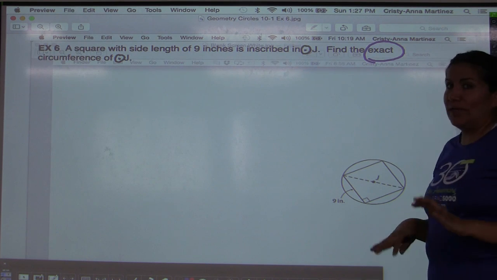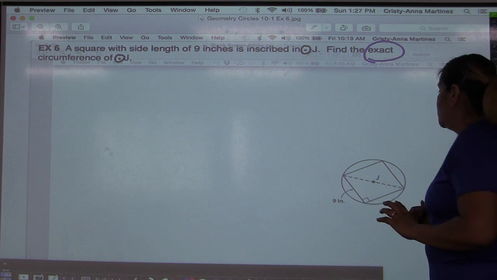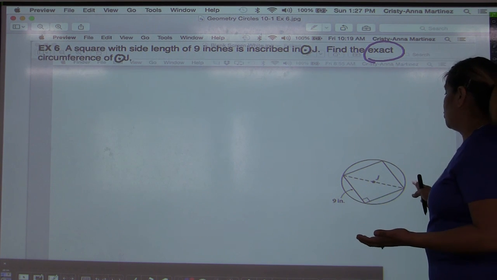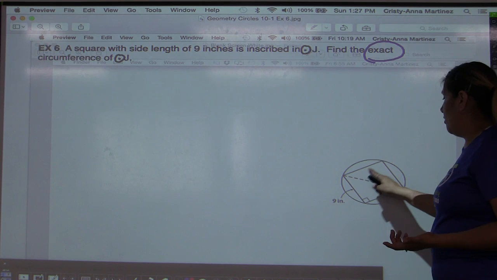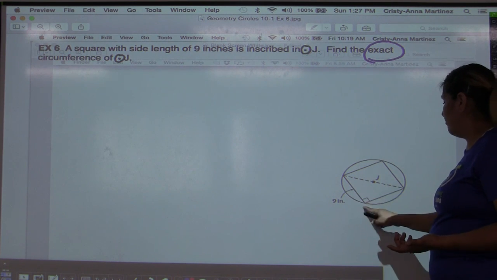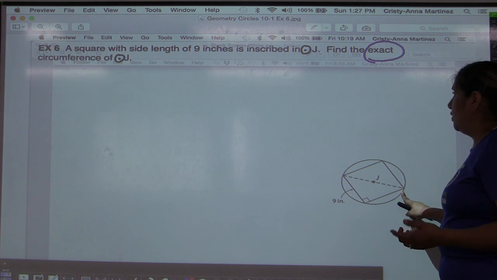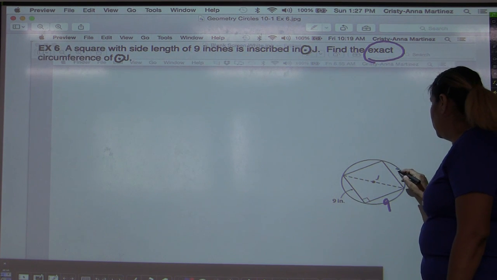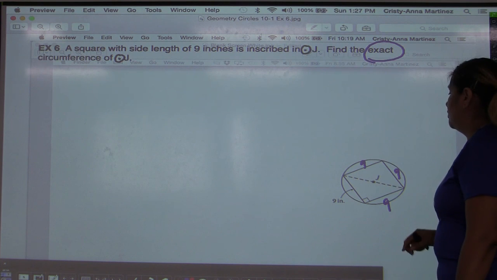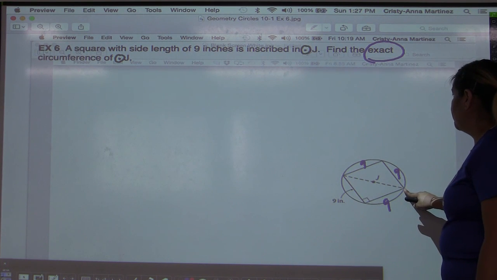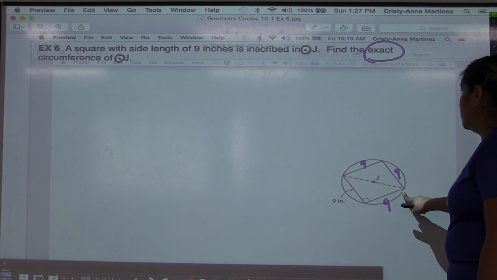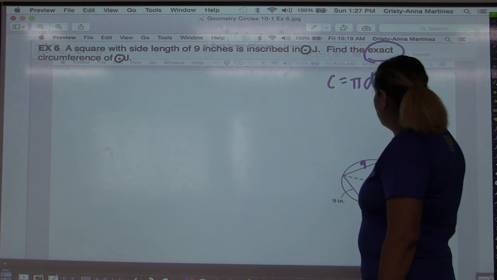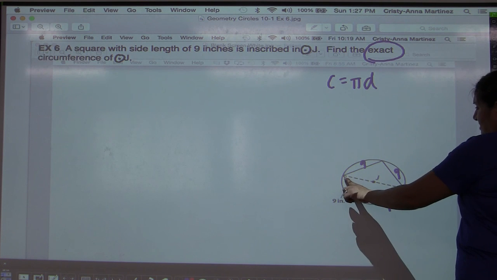The first thing you want to do is to actually draw yourself a diagram. So here's a diagram. You have to draw your own in most cases, but here it's drawn for you. So we have this square, and all the vertices have to be touching the circle. And then we know that it's a square, so all the sides are going to be 9, 9, 9, 9. And so the diameter is going right through the center. And so they want us to find the exact circumference. And circumference is pi times the diameter. My job is to figure out this diameter.